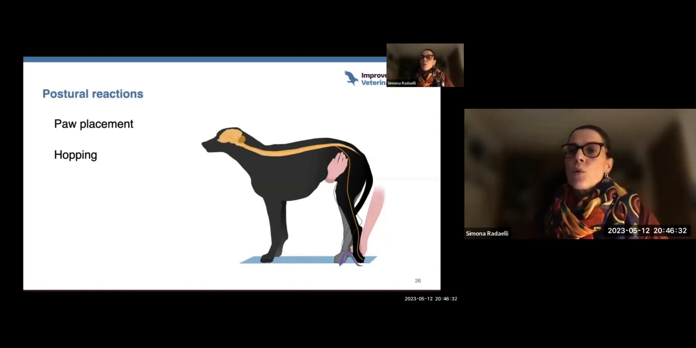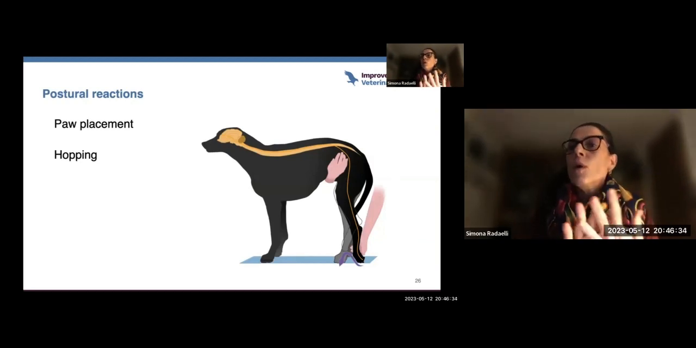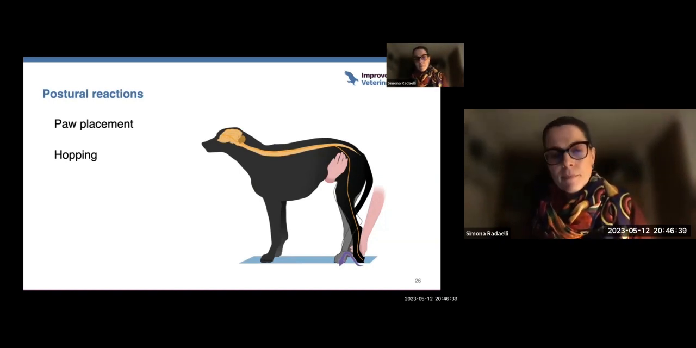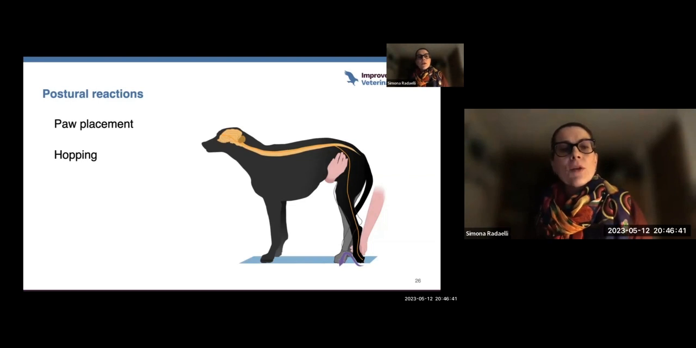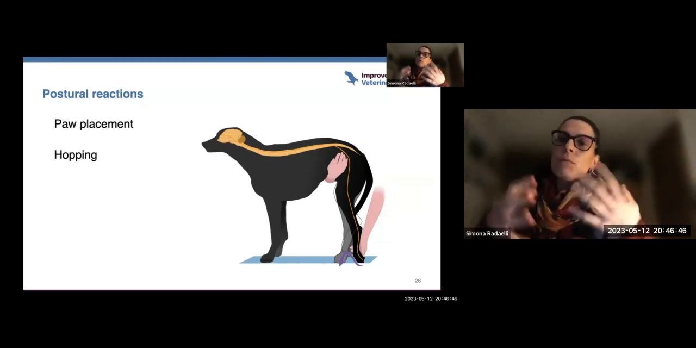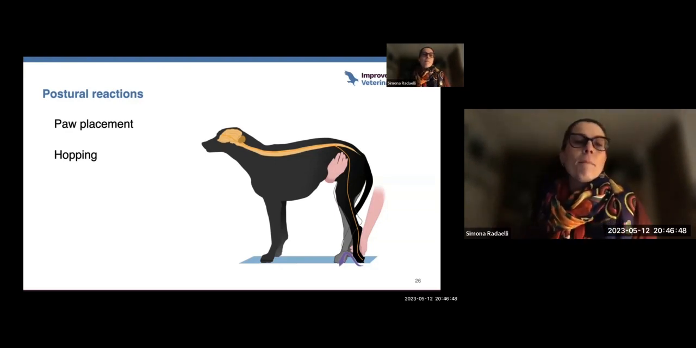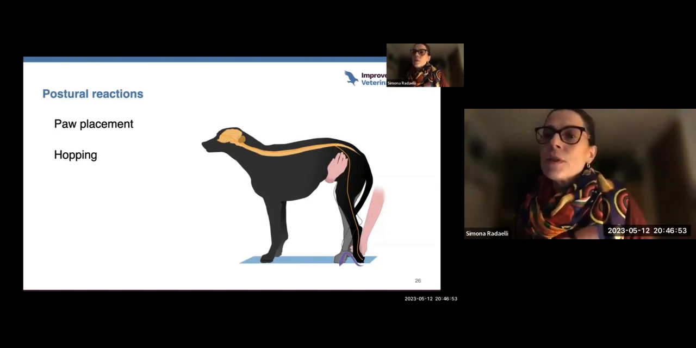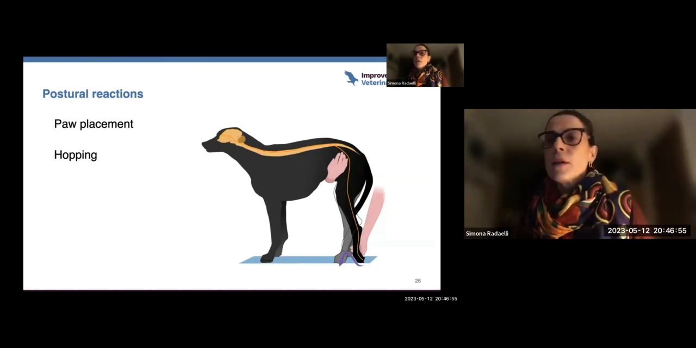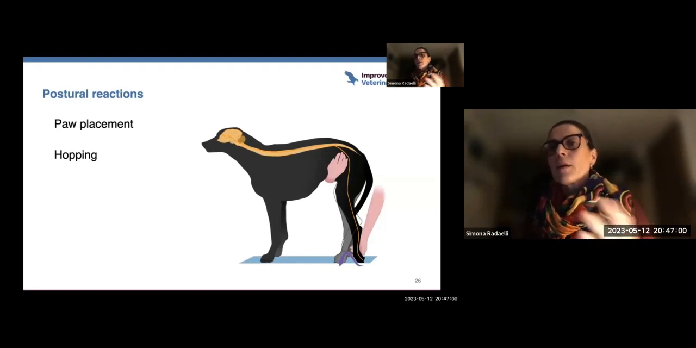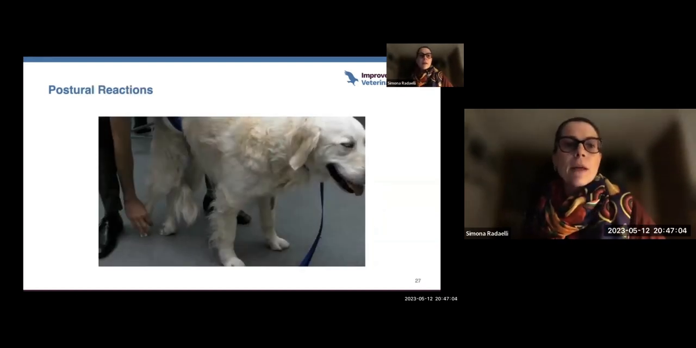Postural reactions, so hands-on. The ones that we do more often are the paw placement and the hopping. We have seen them before. I'm going to show them again to you. They test the same pathways. We just do both to have more information. But if, like in the Labrador, the paw placement is already completely abnormal, completely absent, there might not be the need to do hopping. Sometimes we do both when we need more information or it's not clear cut.